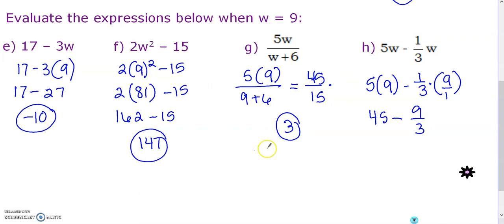All right, so the next one I started working out already. So I've got 5 times 9, which is 45. And the bottom, 9 plus 6. 9 plus 6 is going to be 15. So I have 45 divided by 15, which is 3.